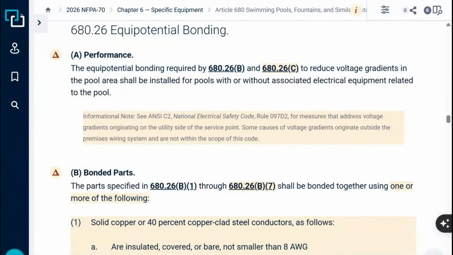All right, folks, here we are. We're at 680.26, and the first thing we'll be looking at is 680.26, performance.